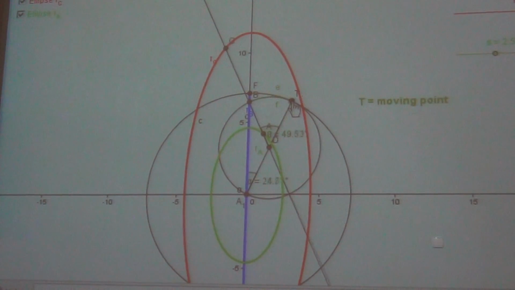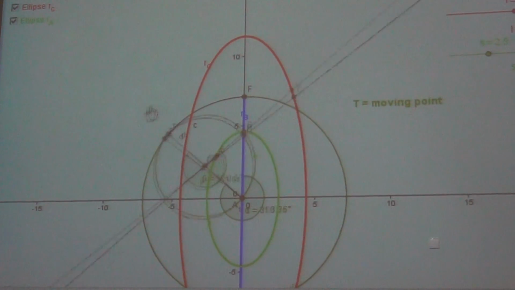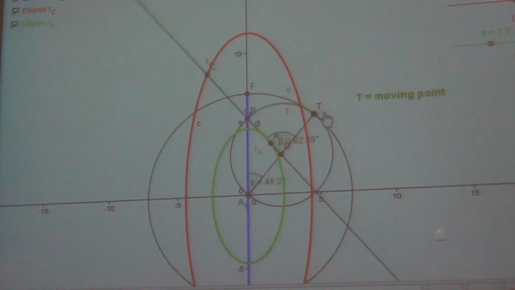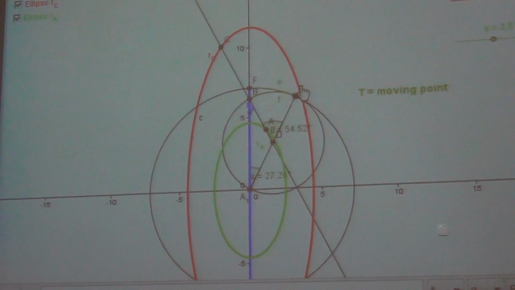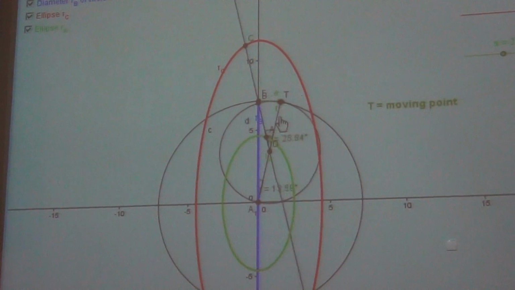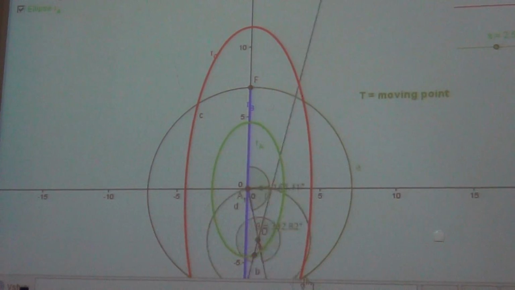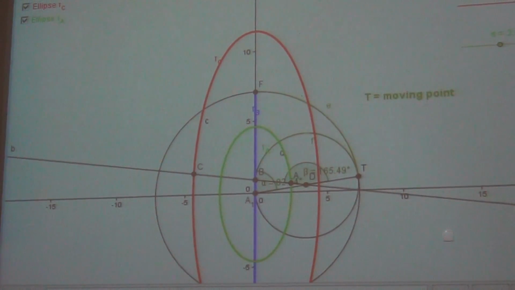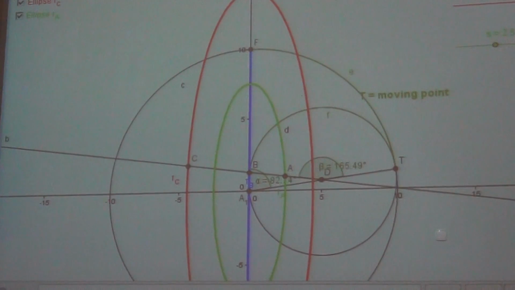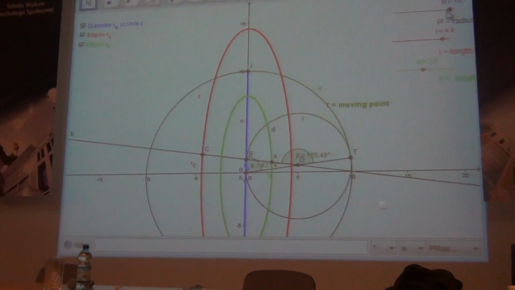I will move the point. You can see the elliptic motion, and the path of every point is an ellipse. But the point on the circle has a path that is a straight line, the second one. Also, I can change the radius of the circles. You can get some other examples.